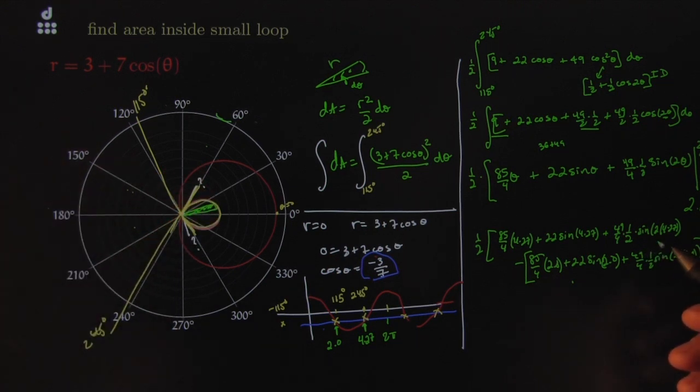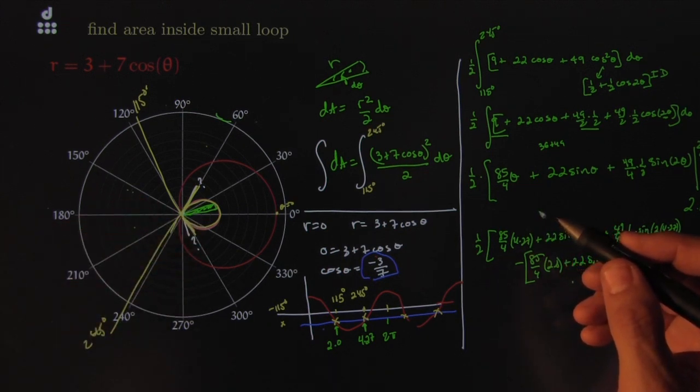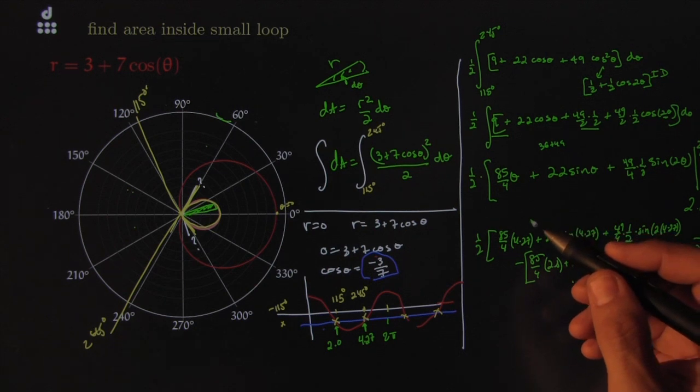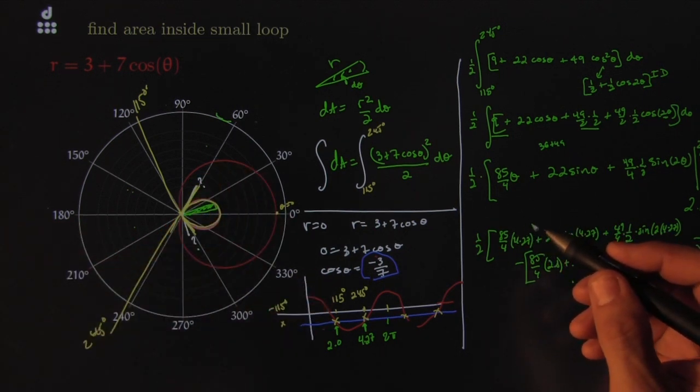Nice, huh? Once we found the area inside the inner loop, what do you think would be a good idea to do next? I'm thinking we should find the outer loop next. So stick around, we'll find the outer loop area.